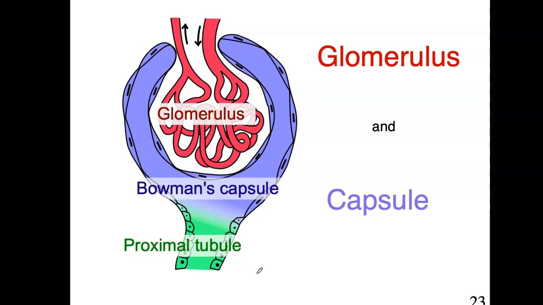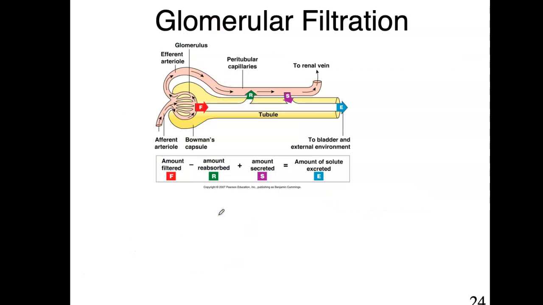Okay, so here I just want to make sure that you understood this is afferent arteriole, and the whole sort of ball of yarn here of capillaries is what we call the glomerulus. And then the capsule just surrounds that glomerulus and sort of catches the fluid that's leaving. And then it starts the proximal tubule. Okay.